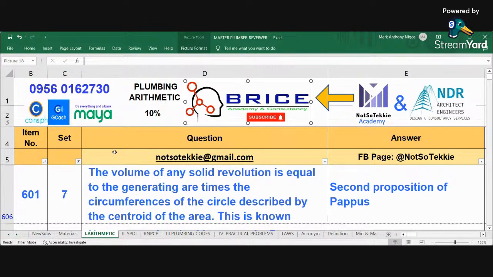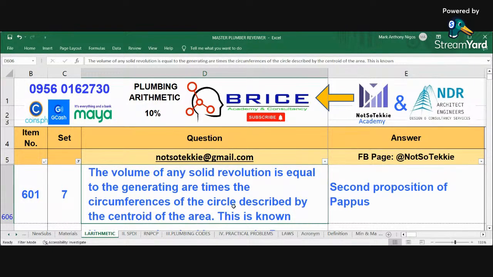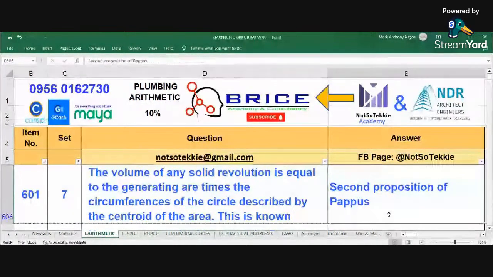Tuloy tayo. 601. The volume of any solid of revolution is equal to the generating area times the circumference of the circle described by the centroid of the area. This is known as the second proposition of Pappus.